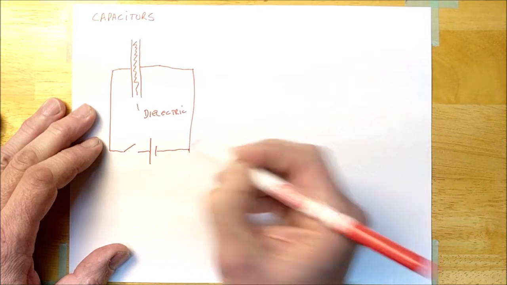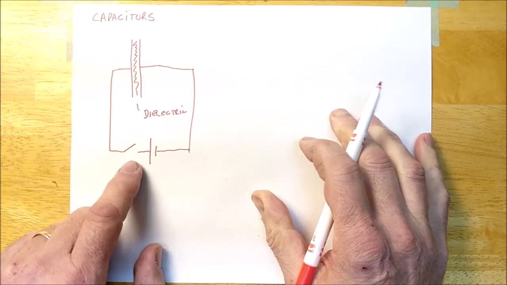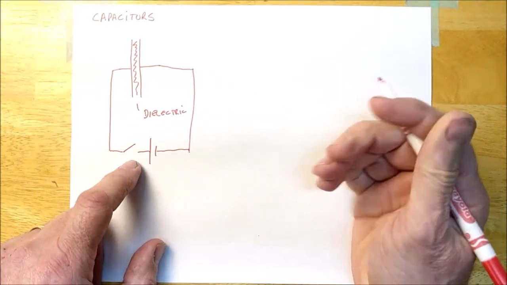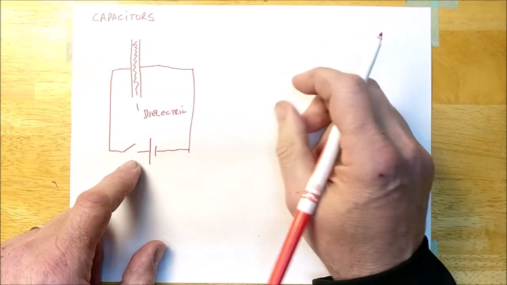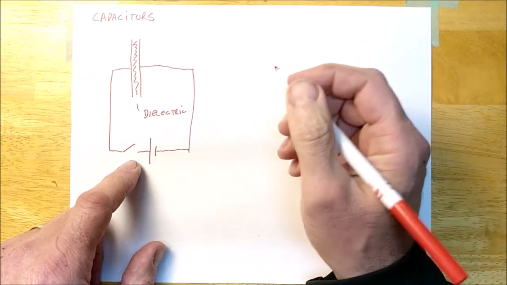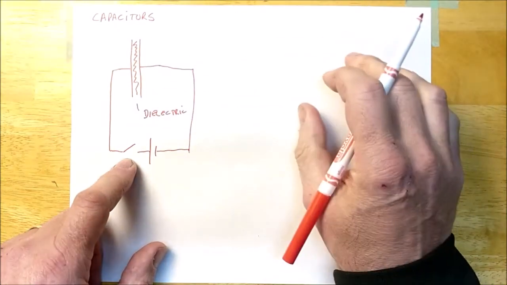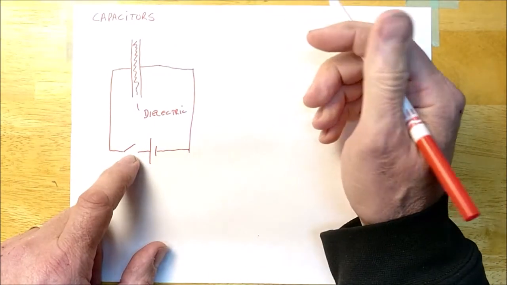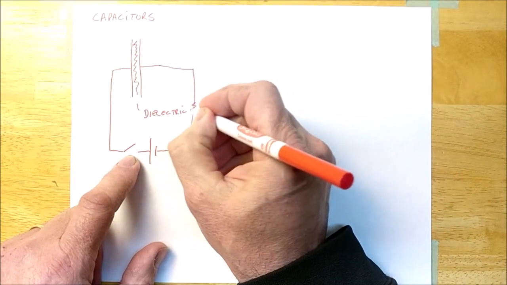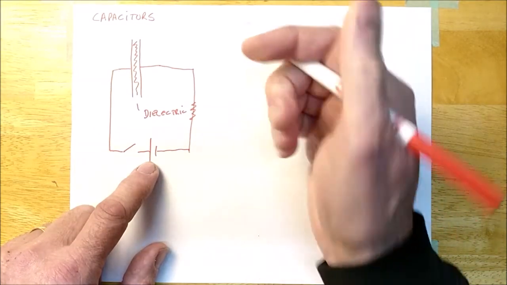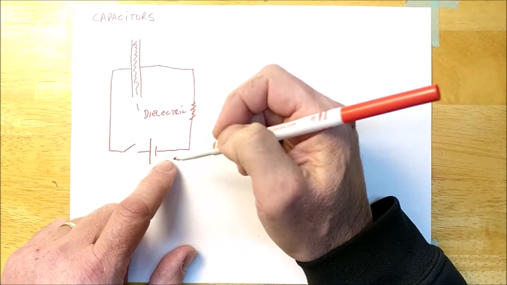But actually what occurs, and I'm going to use electron flow for a minute. I'm usually conventional current flow, but for right now I'm going to use electron flow. We're going to see what's going to occur with the electrons as we close this switch. What happens? Maybe I'll put a resistor here just for fun. All right, and we'll make some determinations as to how it behaves.